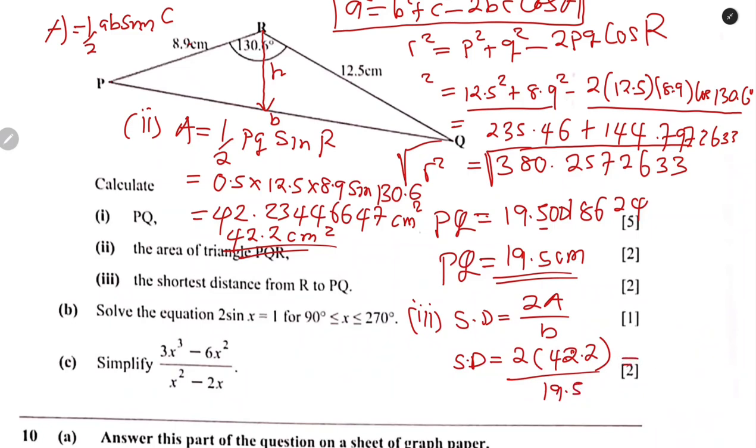And of course for this one, when you divide, you should be able to find 4.3282051 28. And if you round off this one to 1 decimal place, it will be 4.3 centimeter. It's a distance. So that is how you find the shortest distance.